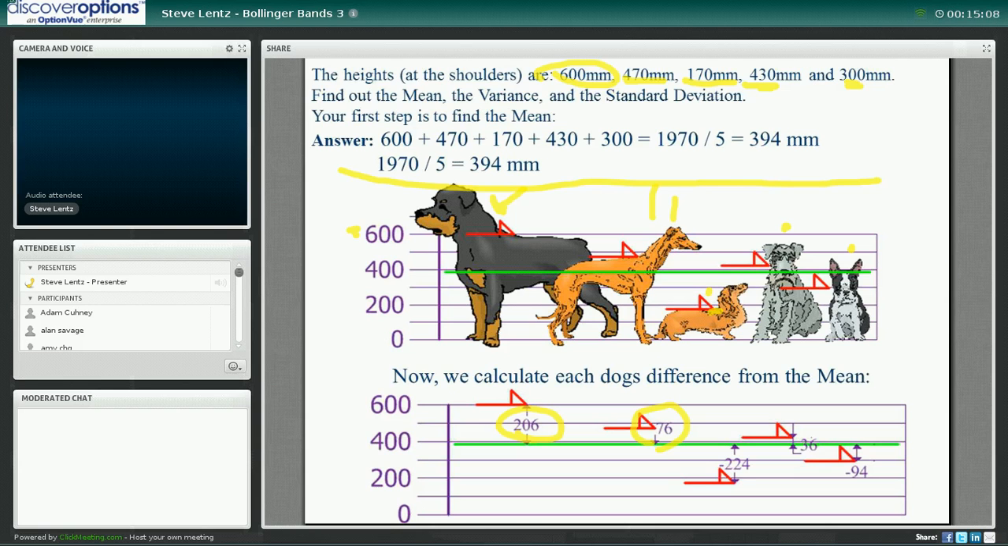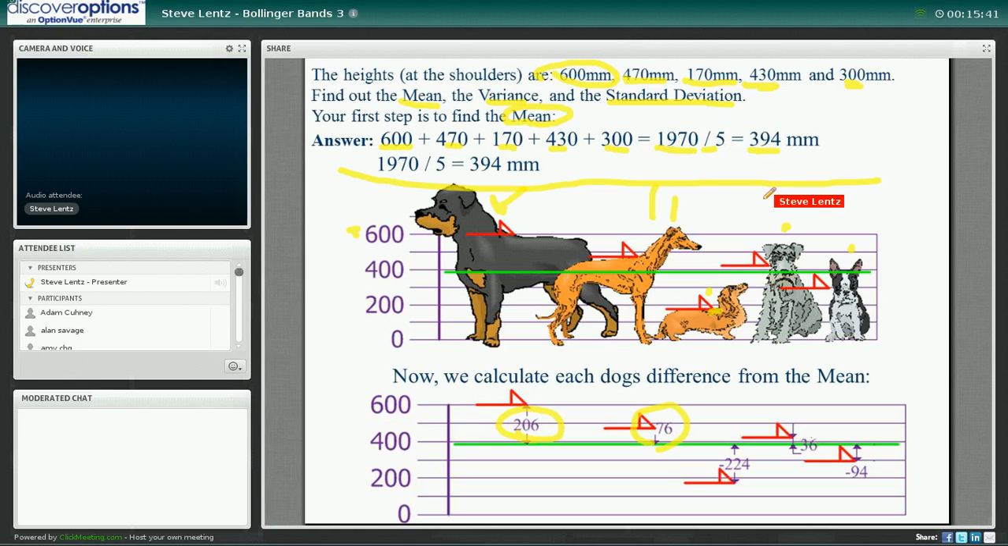Now here, we're going to find out what's the standard deviation on these measurements. And then we're going to relate it to price. If you follow me here, this will make so much more sense. So we have 5 dogs, and we're going to find out the mean, the variance, and then the standard deviation using this little example. The first step is to find the mean, and that's simply the average of all these heights. We take 600 for the big guy, 470 for the whippet, the Dachshund's at 170, the Terrier's at 430, and the Boston guy's at 300. It adds up to this.